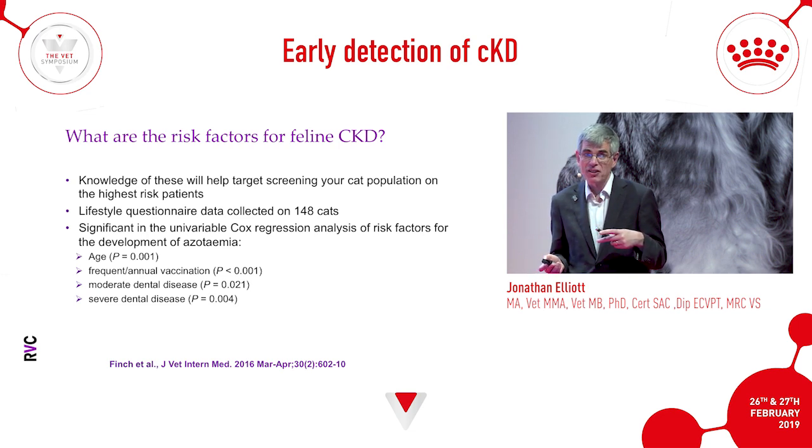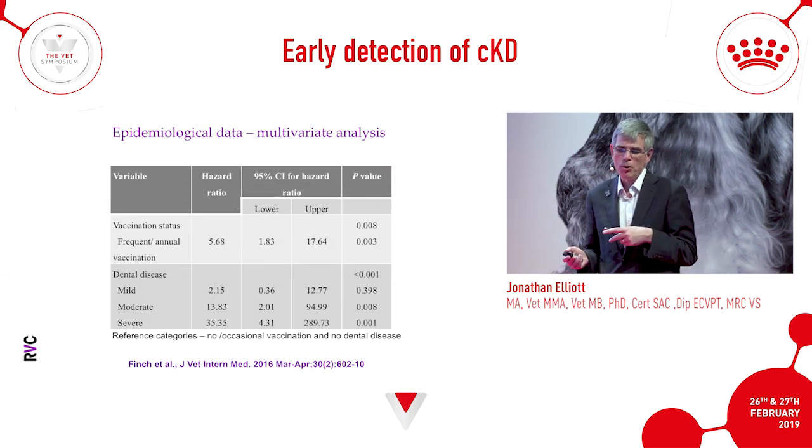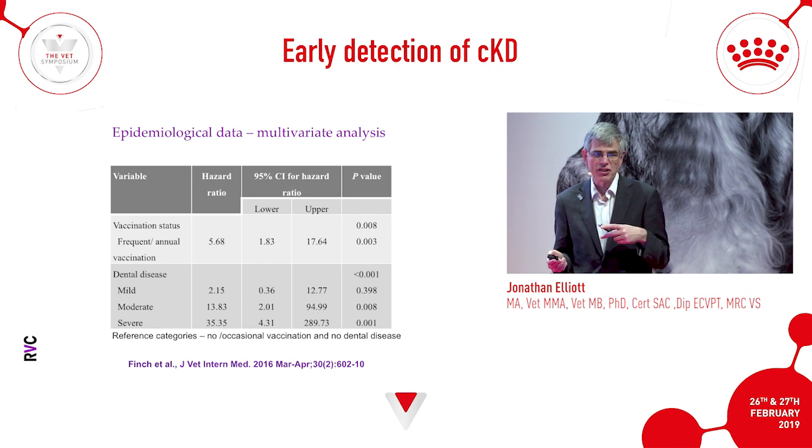The 2 other factors that came out as highly statistically significant in this study were frequency of vaccination. Those cats that were vaccinated on an annual basis had kidney disease, azotemic kidney disease, more commonly than those that were vaccinated infrequently, and the severity of their dental disease.